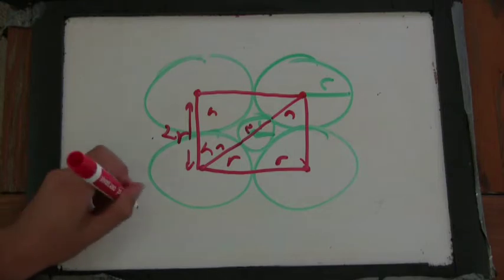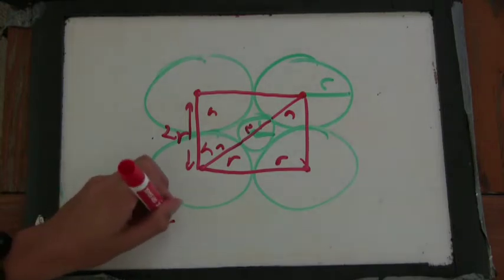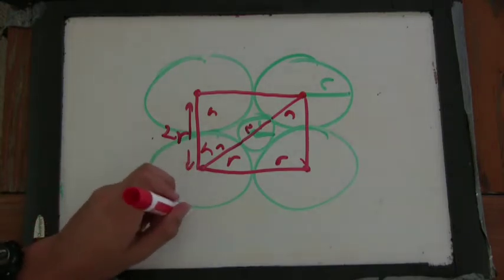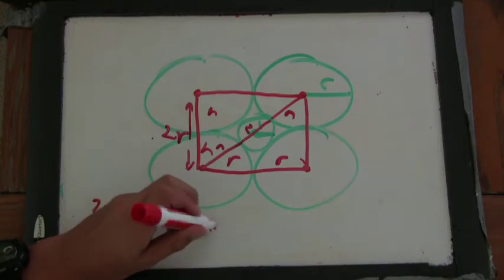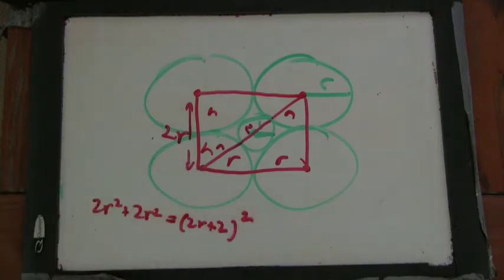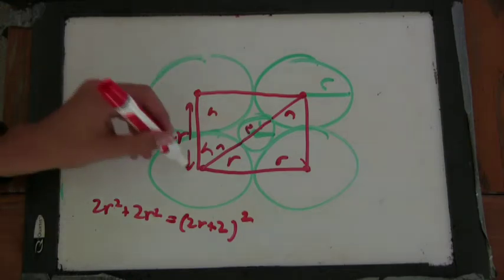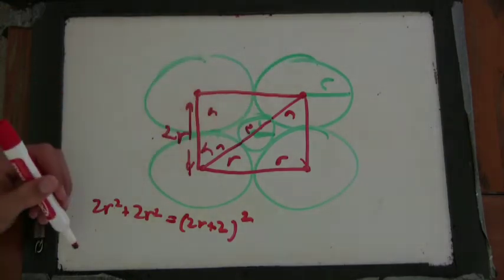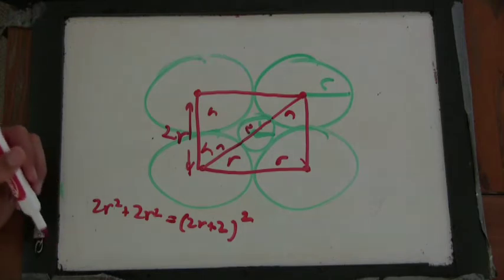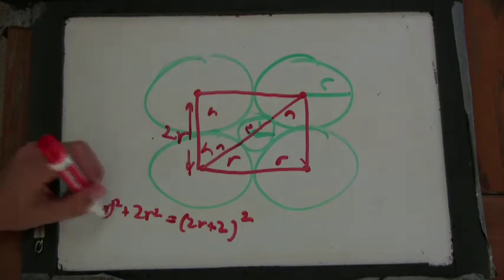Okay. So we can say that 2r squared plus 2r squared equals 2r plus 2 squared. By the Pythagorean theorem, a squared plus b squared equals c squared. Okay. Alright, I guess it's 2r.